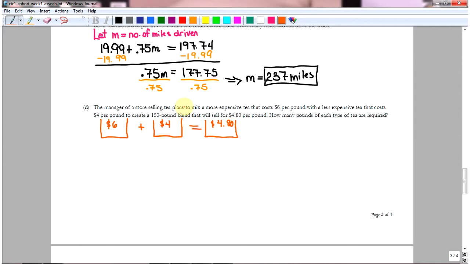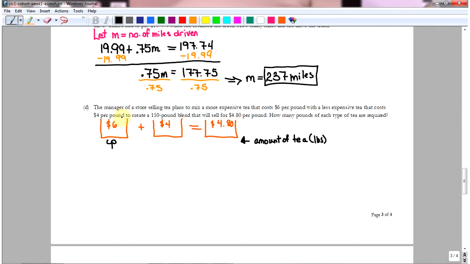Okay, so the first equation that I'm going to write is just going to represent the amount of tea, just so that we can get a visual going here. So the amount of tea, and we're talking about pounds of tea. Well, we're actually trying to figure out how many pounds of each type of tea are required. So since we don't know that, we can put in a variable. So I'm going to let p represent the number of pounds of $6 tea.